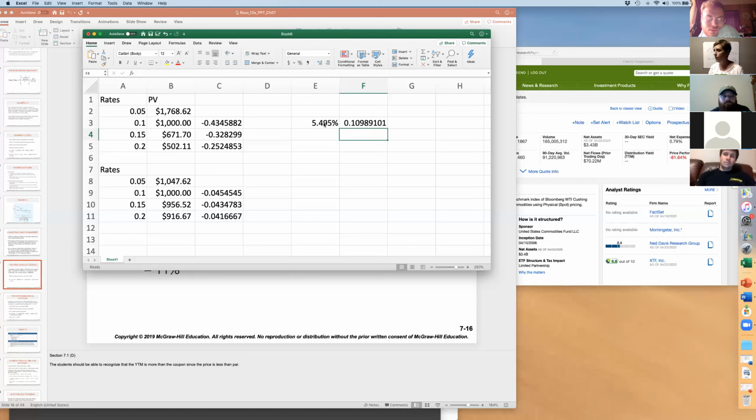All right, so in other words, our interest rate that we need then to get this to all equal out is just slightly less than 11%. It's 10.99%, not 11 even. Any questions about that? All good? Good, thank you.